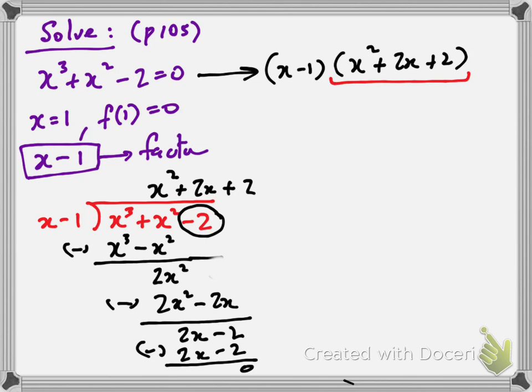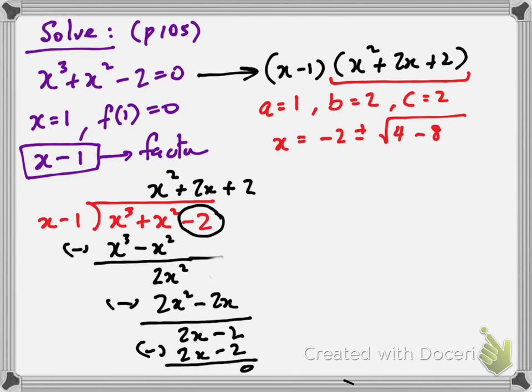But if you were to use the quadratic formula, then you've got a is equal to 1, b is equal to 2, and c equals 2. Right, so x would be equal to minus b, which is minus 2, plus or minus the square root of b squared, which is 4, minus 4 times 1 times 2, which is 8, over 2 times a, which is 2.